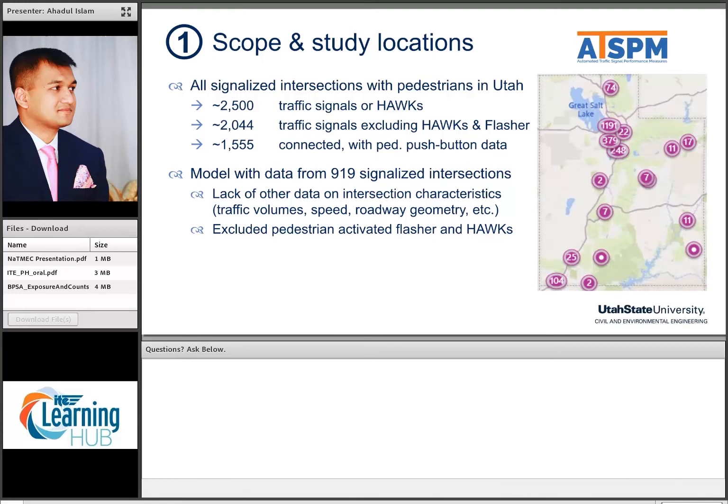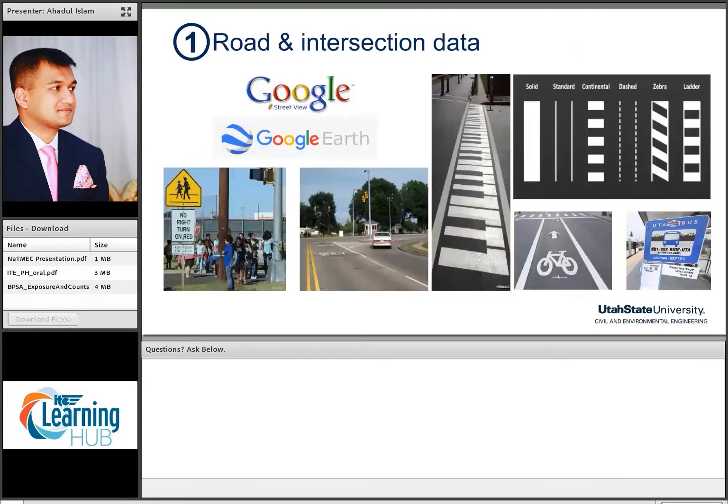Our model includes data from 919 signalized intersections due to lack of data on traffic volumes, speed, and road geometries at some intersections. We also excluded flashers and HAWKs due to their slightly complex nature during analysis.